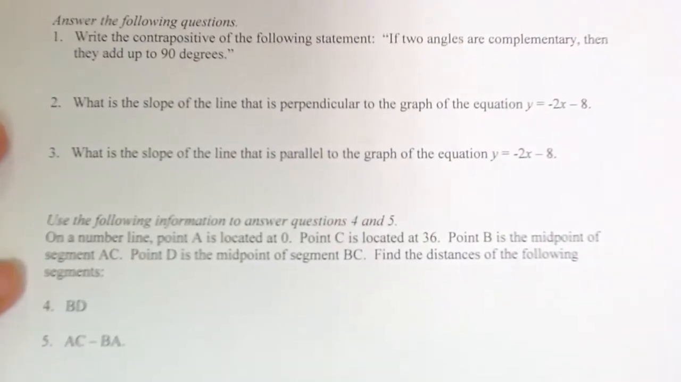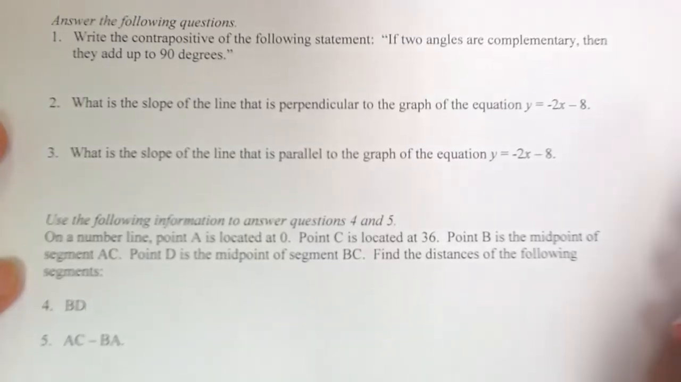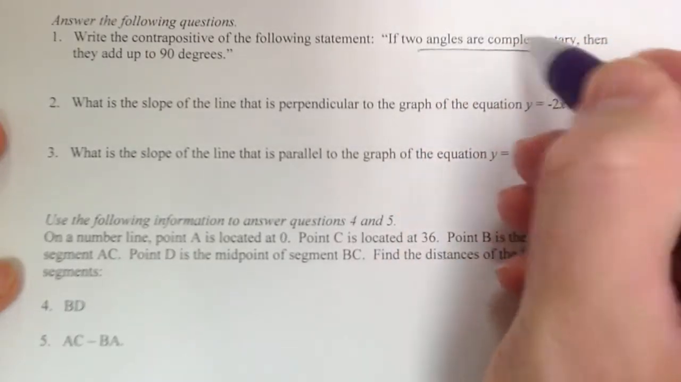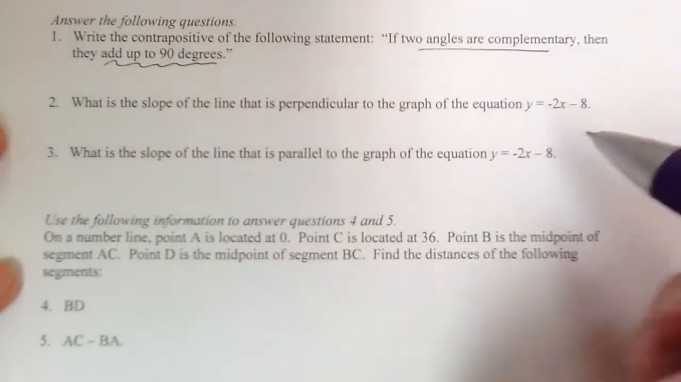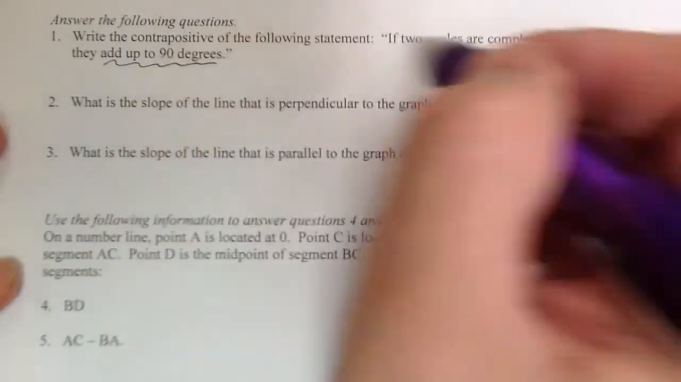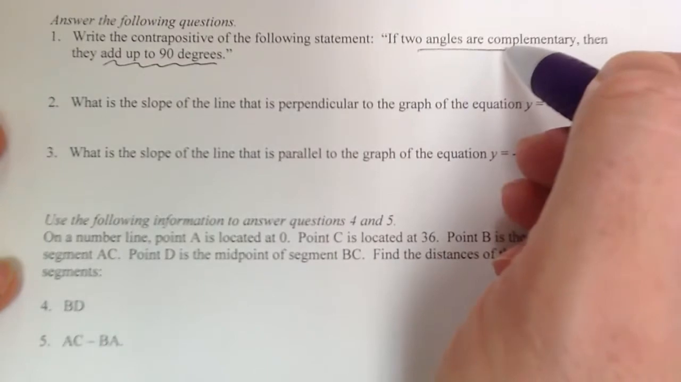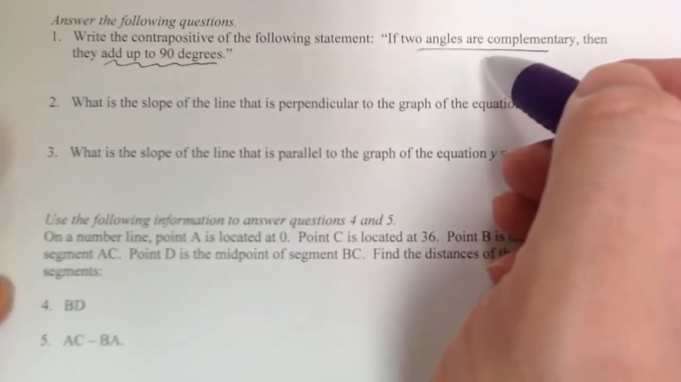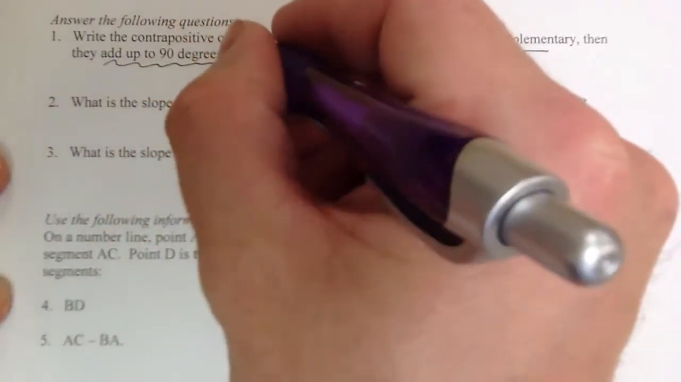Okay, question 1 wants us to write the contrapositive of the following statement. If two angles are complementary, then they add up to 90 degrees. Well, contrapositive simply switches your hypothesis with your conclusion, and then it negates both statements. So in other words, we're going to switch these two statements in our overall statement and then add nots to negate them.